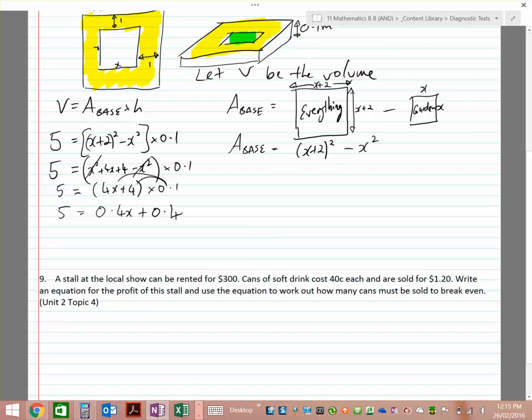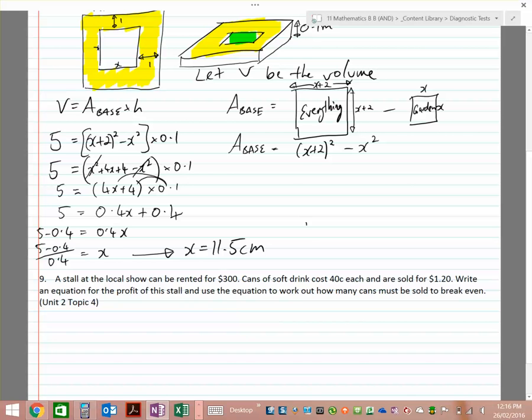You might be surprised. Expand the 0.1 out, bring the 0.4 to the other side, and then divide all of this by 0.4, and we'll get x equals 11.5, I think is the answer. And that's the dimensions of the lawn.